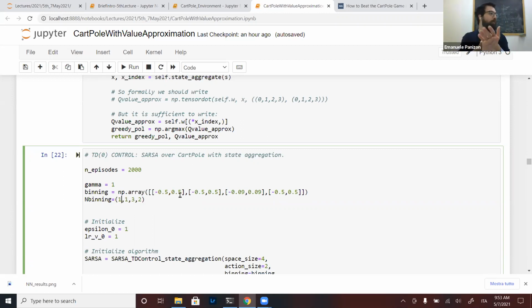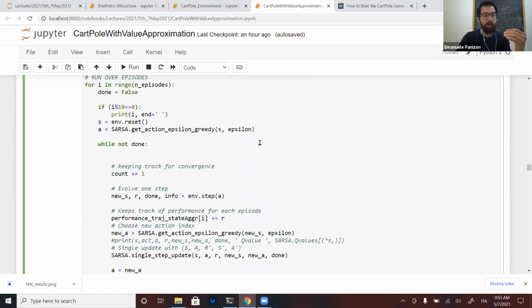This is like the brute force approach. I want to create a state aggregation which is as detailed as possible. This will never work. If you have a physical intuition which you can put into your state aggregation, it will work much better than if you put as much detail as you can.